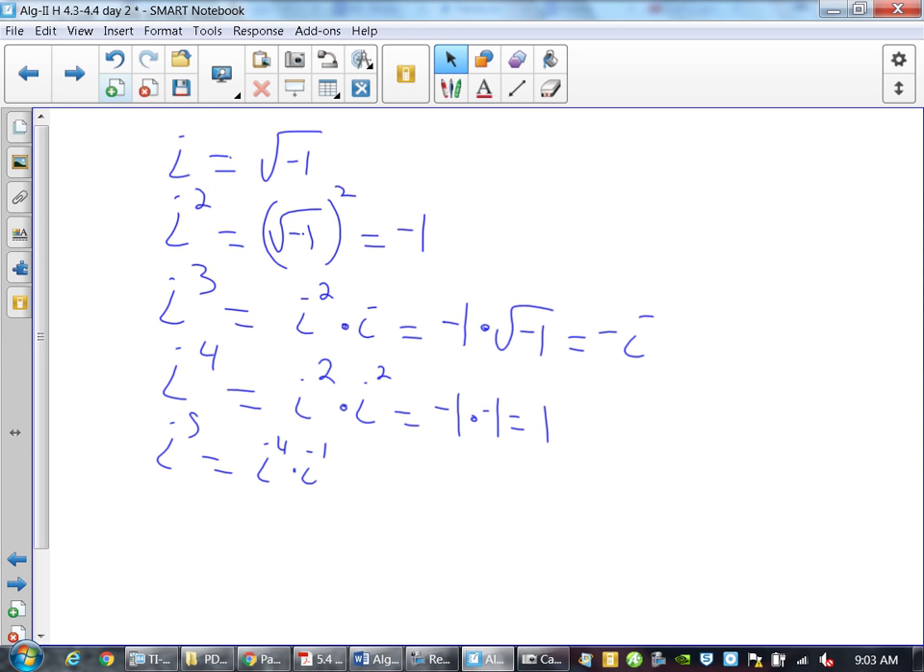All you have to remember, and to be honest with you, if you remember these two, the rest of it is easy. Because then all you have to do is write out that i to the 3rd power is i squared times i. To the 4th power is i squared, i squared. 5th power is i squared, i squared, i. 6th is i squared, i squared, i squared. 7th is i squared, i squared, i squared, i, and so on. If you remember the first two, the rest of them just fall into place.